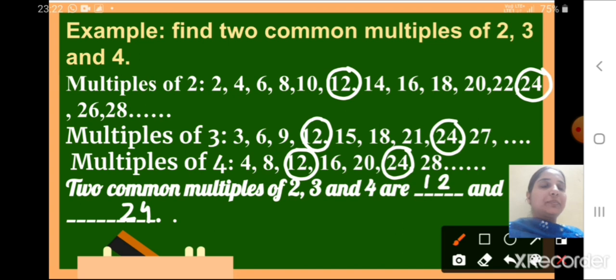Okay? So in this way, first we make a list of all the multiples of each given number. Then we find the common multiples and list them. Okay, so we can find the common multiples of the given numbers.